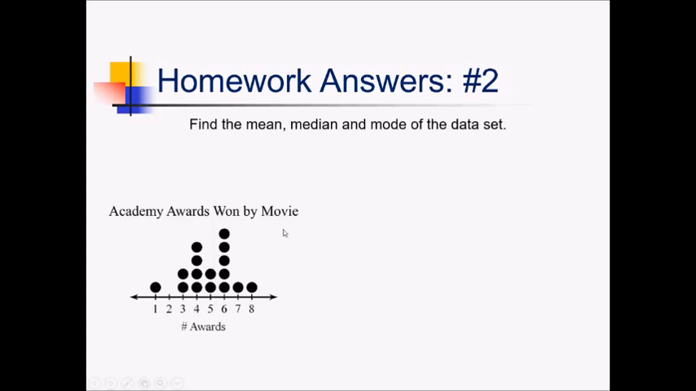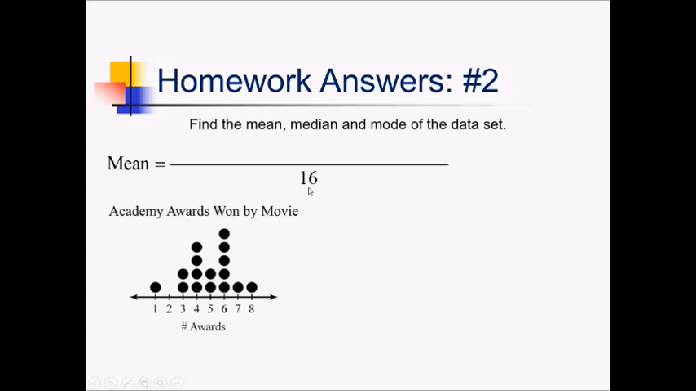So let's go ahead and figure out how many dots there are first off. That's our total number of items. We've got 1. This gives us 3, 7, 9, plus another 5 is 14, 15, 16. So we're dividing the number of Academy Awards by 16 movies.